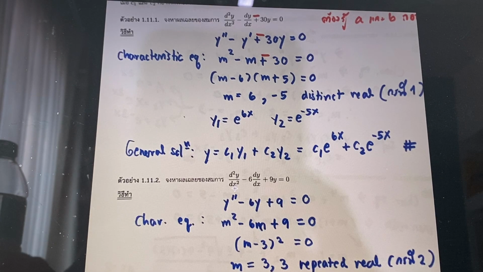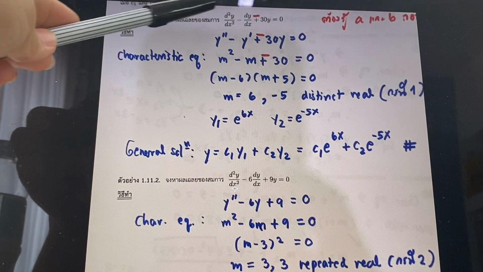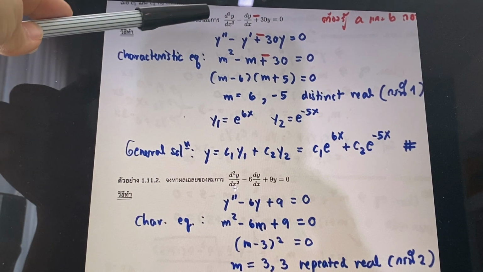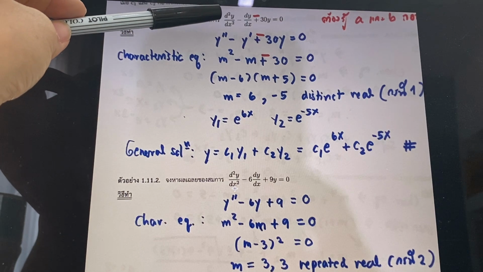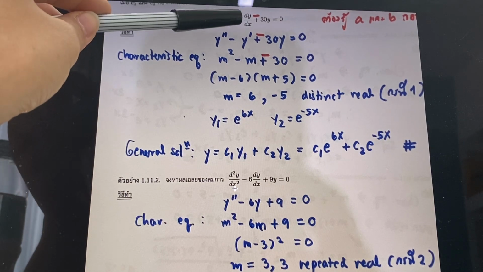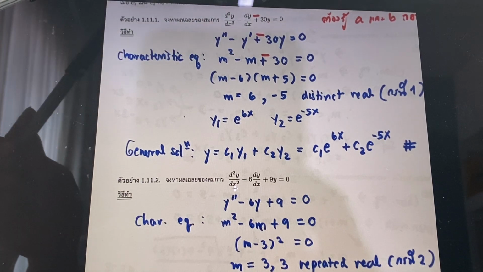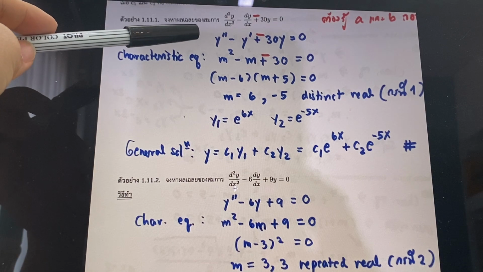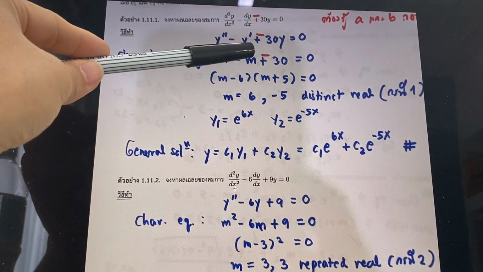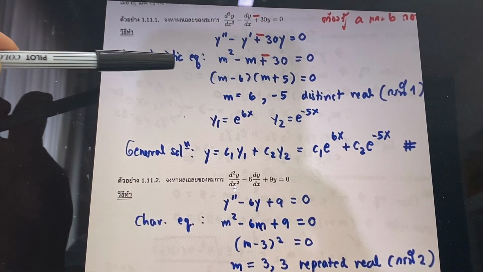Okay, and here will be some more examples for you to try. I would like you to solve y double prime, and sometimes it might be in this form: second derivative of y with respect to x minus dy by dx minus 30y equals 0. So in this case, you can write it in this form: y double prime minus y prime minus 30y is equal to 0. So you can find the characteristic equation.